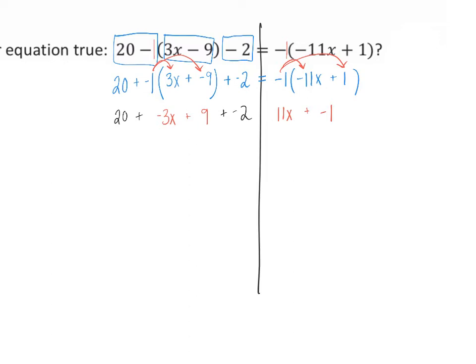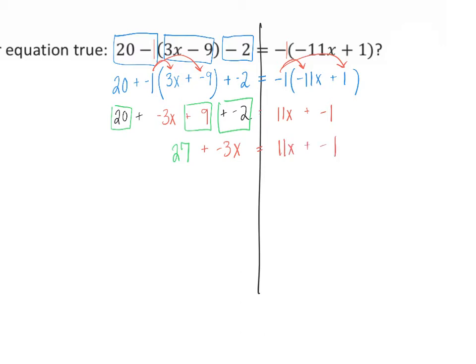All right. My next step is going to be to combine some like terms. So on this side, I have a 20, a +9, and a plus -2. On the other side, I don't have anything I can combine. So 20 plus 9 is 29. Plus -2, or take away 2, 28, 27. So 27 plus -3x on this side. And on this side, I have 11x plus -1.